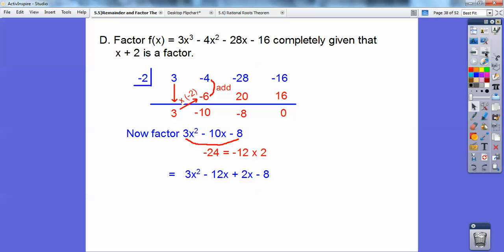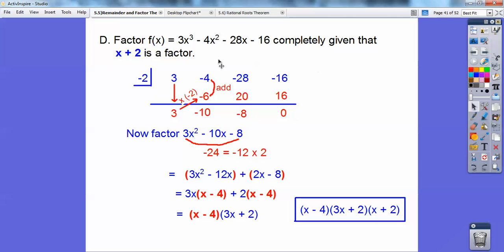I'm not a guessing and checking guy, you guys. I lose patience with it. I goof up too much. So now I'm going to GCF out a 3x out of those two terms and GCF out a 2 out of those two terms. When I pull a 3x out, I'm left with x minus 4. When I pull a 2 out, I'm left with x minus 4. So they both have a common x minus 4. Don't forget the original factor up here was x plus 2. So my final answer is these two factors and the original factor right there.